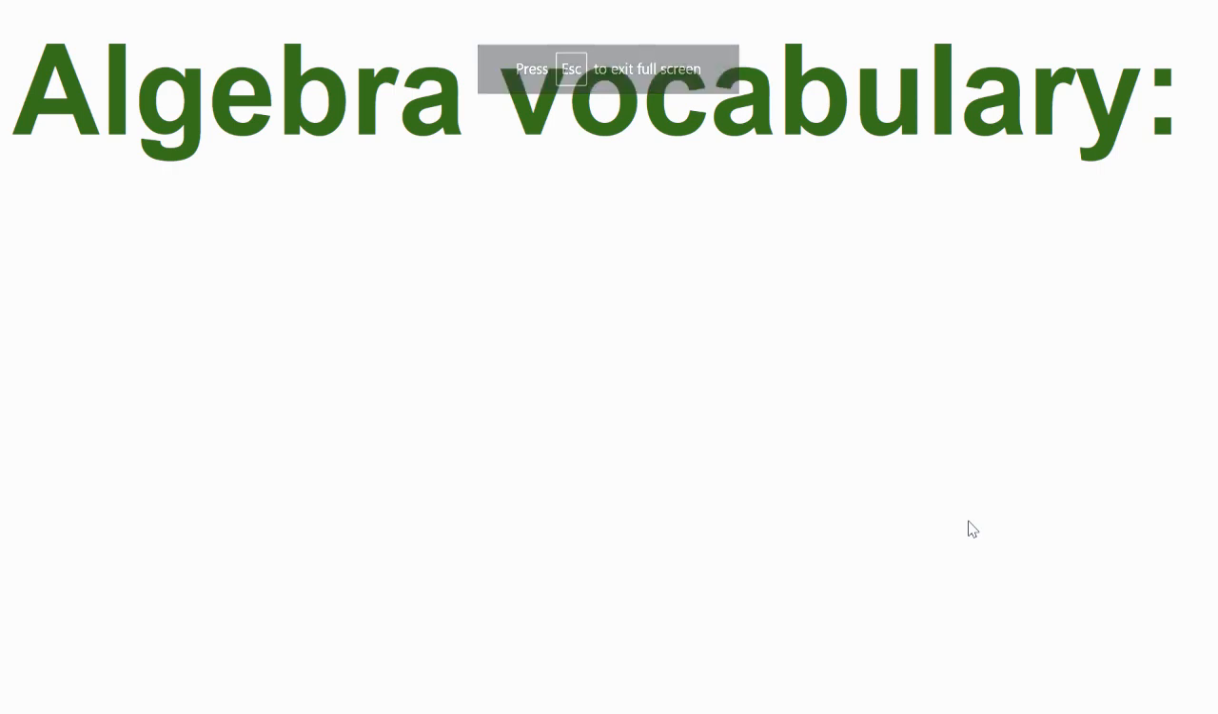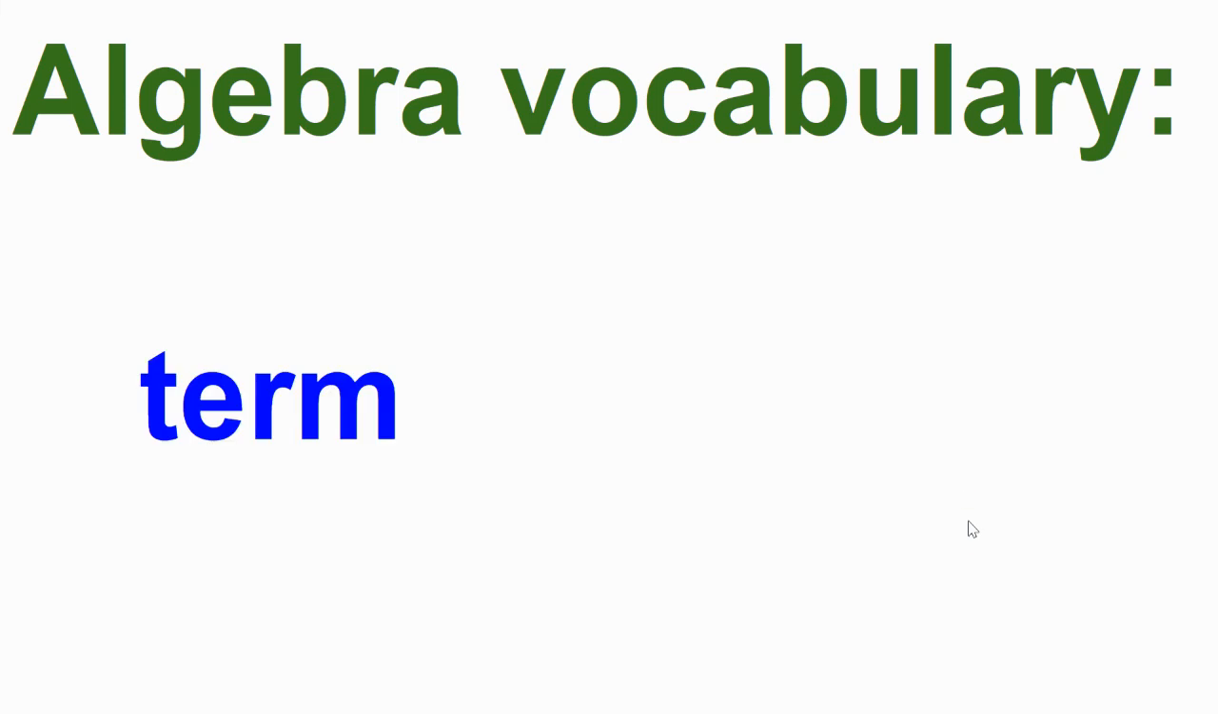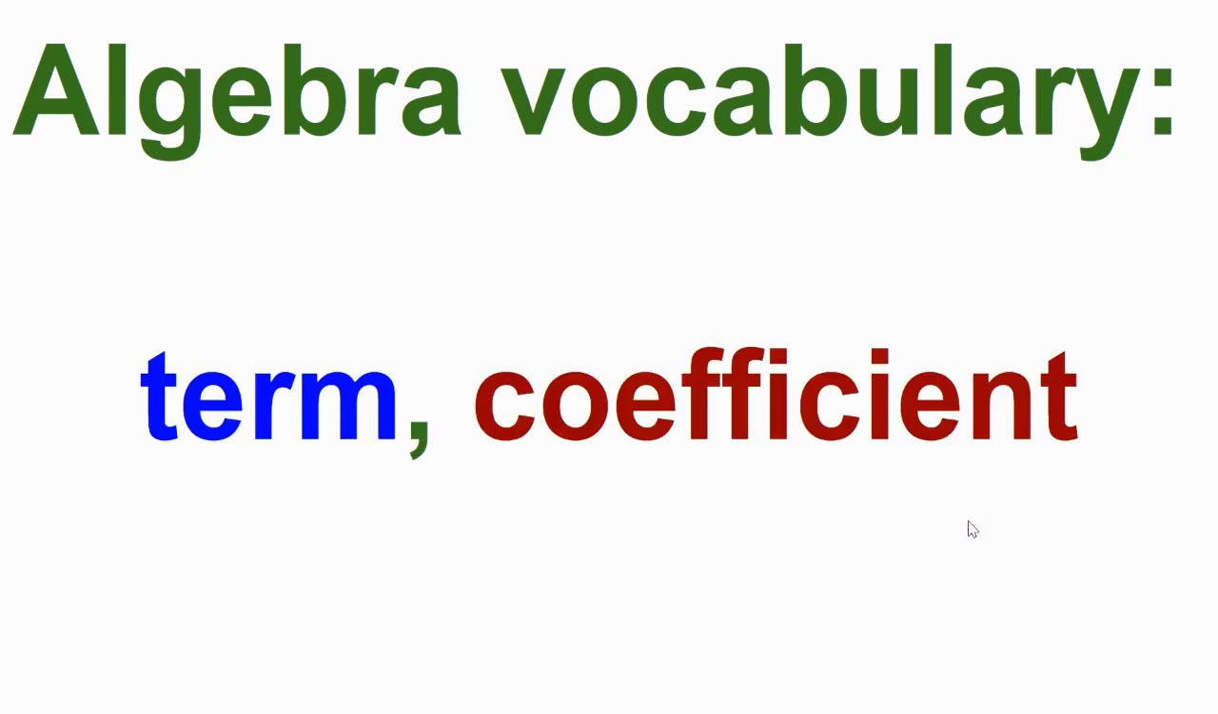Today's topic of algebra vocabulary, we're going to discuss two words: term, coefficient. That's term and coefficient. Let's talk about term. Terms can be many things.